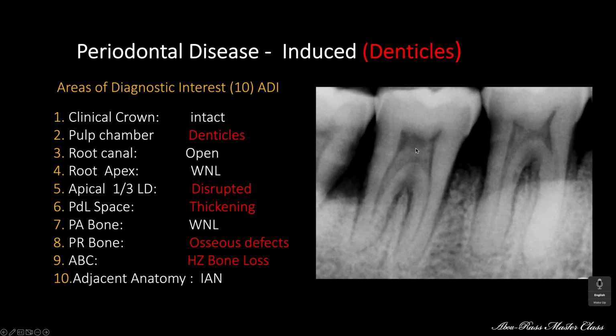Orbach and Mitchell, back in the 60s. And as you can see here, the denticles. And of course, you see the periodontal disease. You see the denticles, the clinical crown is intact, canals open, root apex within normal limits, but you can see again the disruption of the lamina dura and thickening of the periodontal space, and then the horizontal bone loss. The effect is periodontal disease-induced denticles.